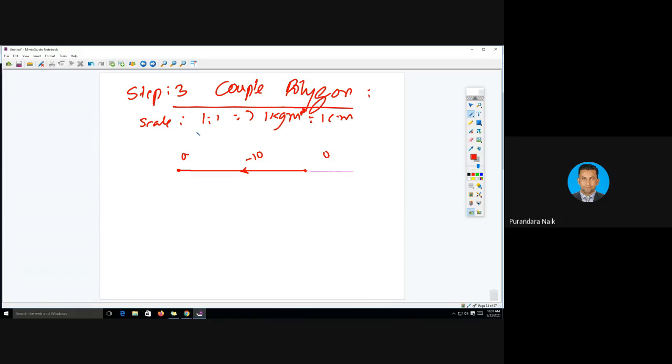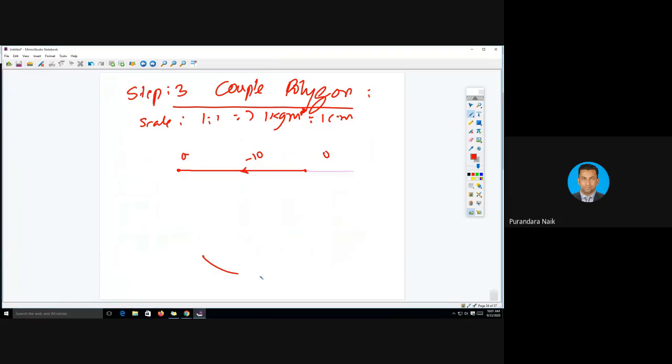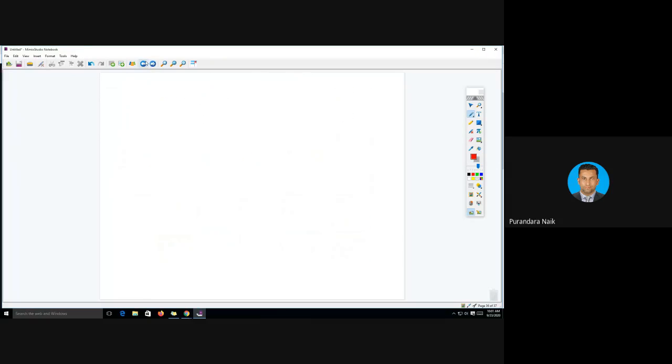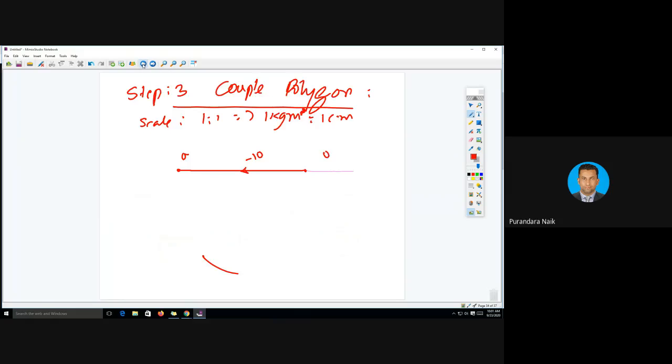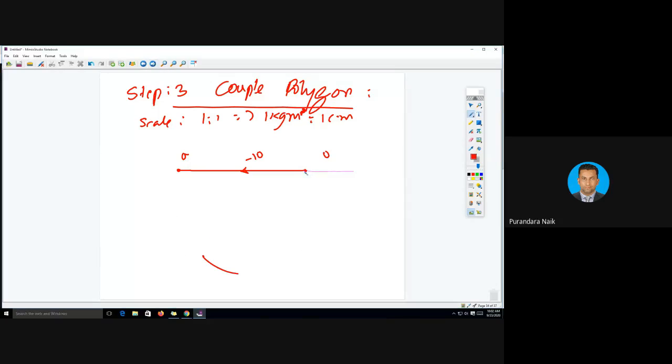Next, B, I don't know. I'll take the compass. B is minus 7.2. Take 7.2 in the compass. Cut the length. And 5.6 also the same. Cut the length.